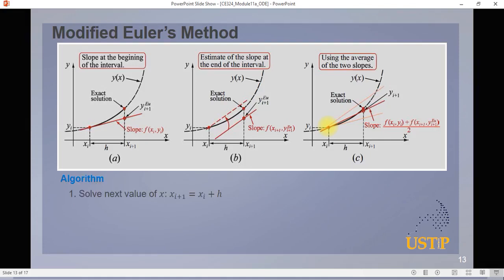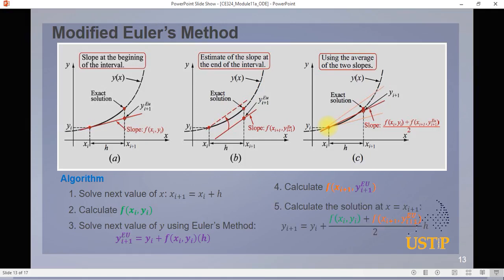Okay, so here's our algorithm. First we are going to solve for the next value of xi. So that is xi plus 1 equal to xi plus h. Next is calculate f of xi, yi. That is just the first step in solving Euler's method. And then next we're going to solve for the value of y using Euler's method. Then next, we are going to calculate f of xi plus 1, yi plus 1, using the values of y from Euler's method.